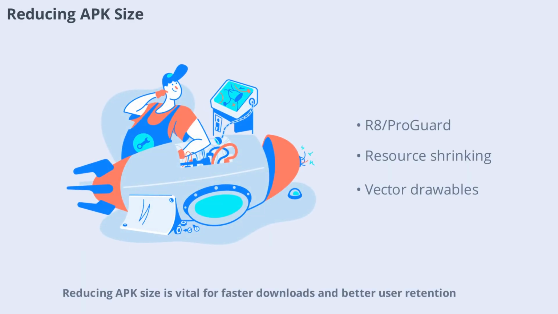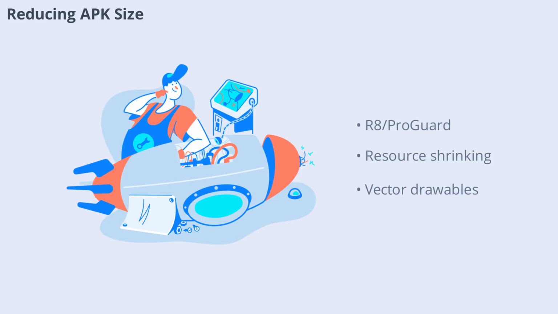Reducing APK size is vital for faster downloads and better user retention. Techniques include R8, ProGuard, resource shrinking, vector drawables, and modular delivery. Applying these strategies helps optimize your app for distribution.